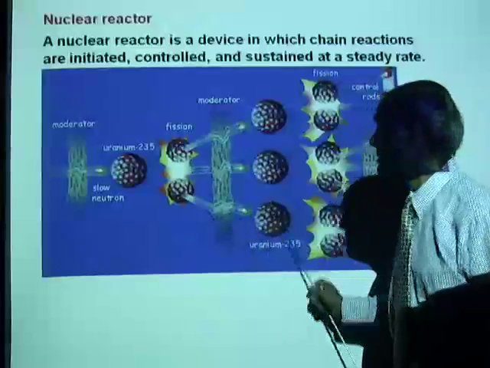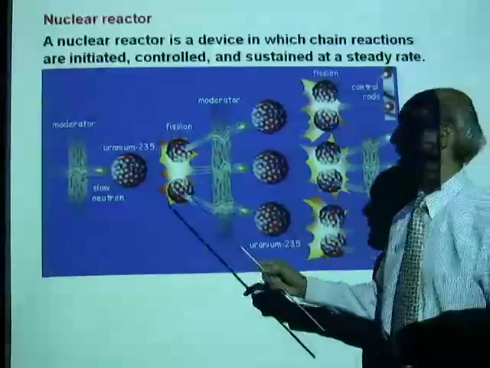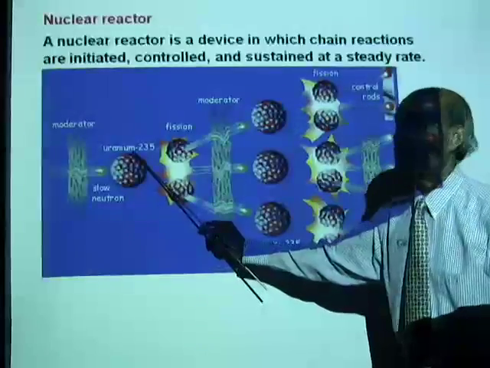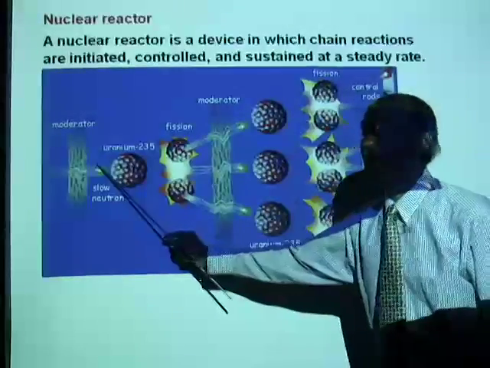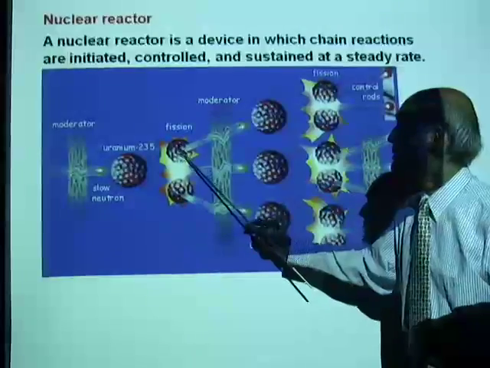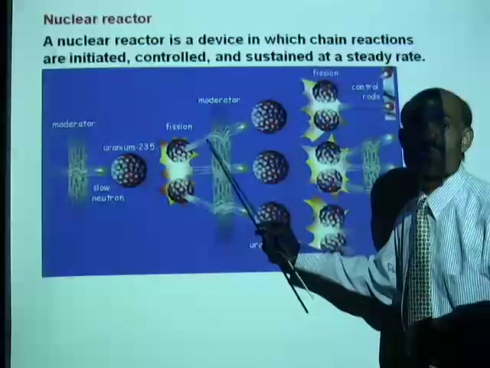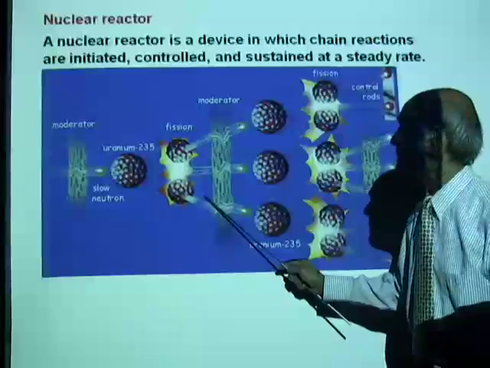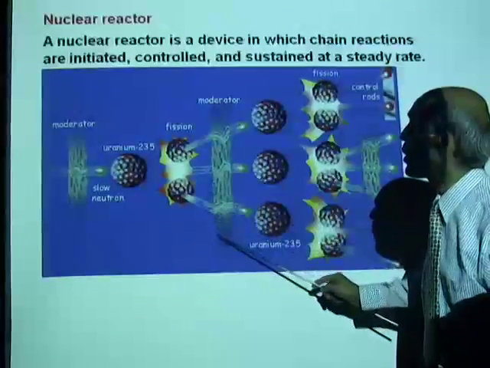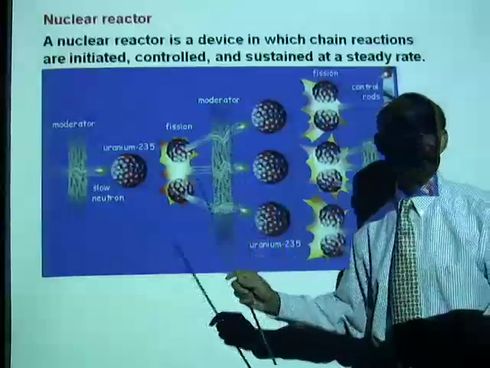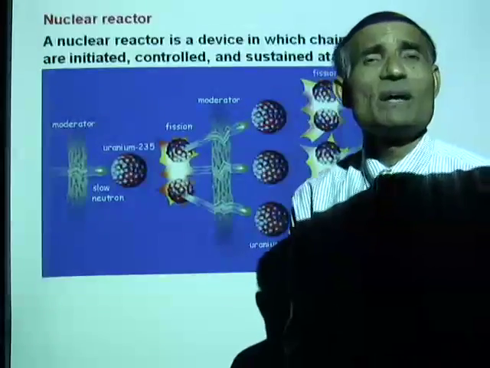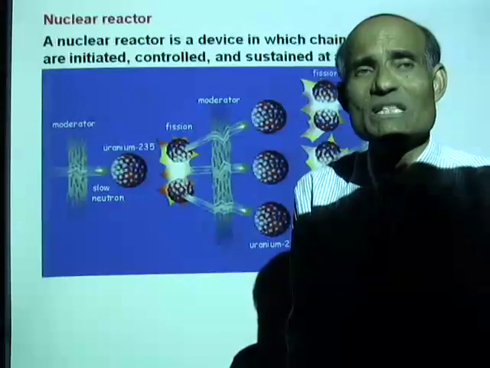Now, here is a sequence of what happens there. If you have 1 uranium-235 undergoing fission by absorbing a slow neutron, it produces barium, krypton, and say 3 neutrons. Now, out of the 3, there is a material called moderator. Now, we will talk about that as we go on. A reactor contains a material called moderator.